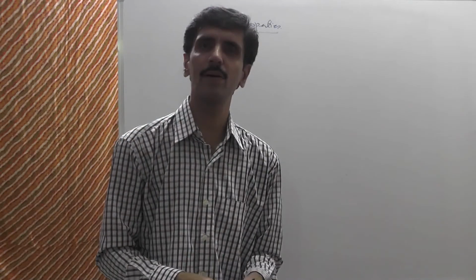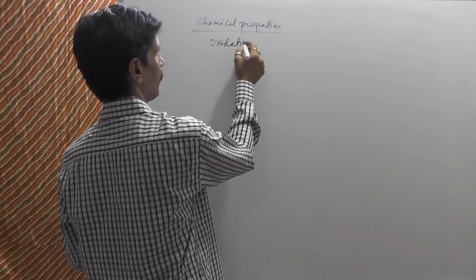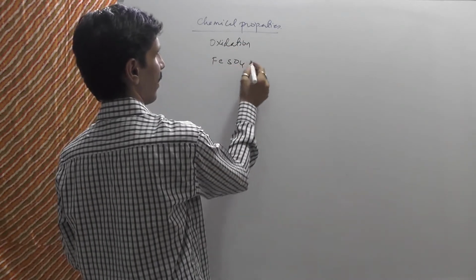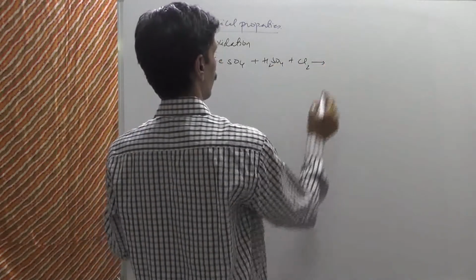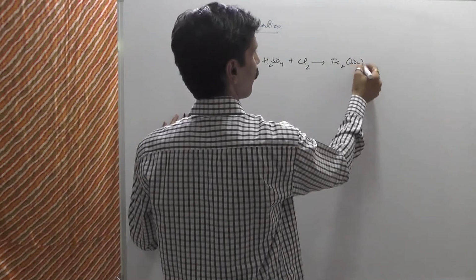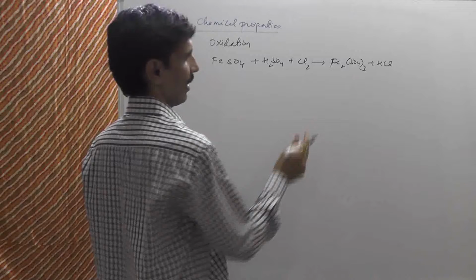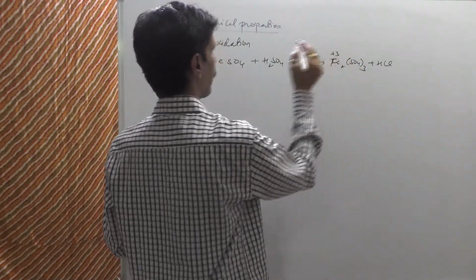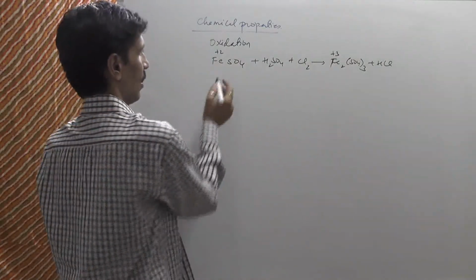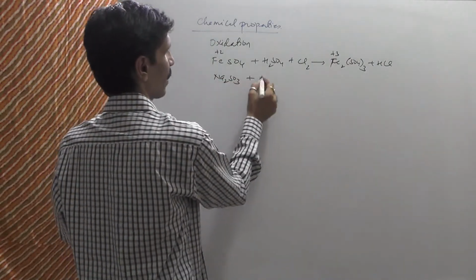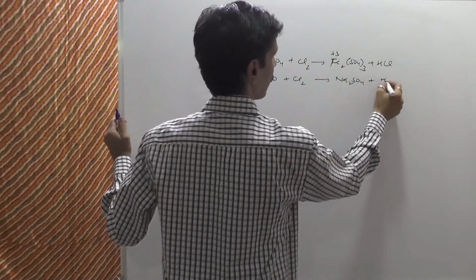Next reaction, friends, is about oxidation reactions. Now in oxidation reaction, I talk about say ferrous sulfate plus sulfuric acid as a medium, and chlorine is going to be used. So you will get here Fe2(SO4)3 plus HCl. Ferric sulfate: here the charge of Fe is +3, here the charge of Fe is +2. So +2 to +3, it is an oxidation reaction. Similarly Na2SO3 plus H2O plus Cl2 and it is going to give you Na2SO4 plus HCl.